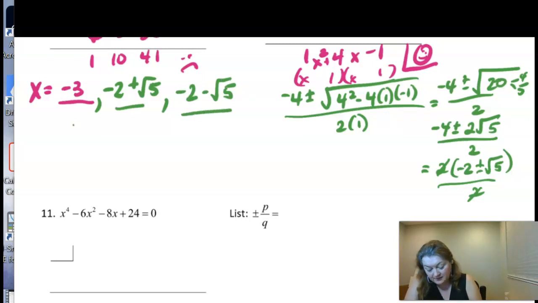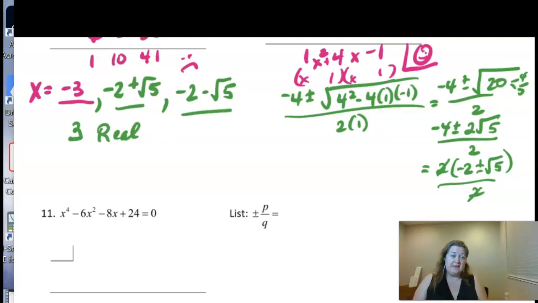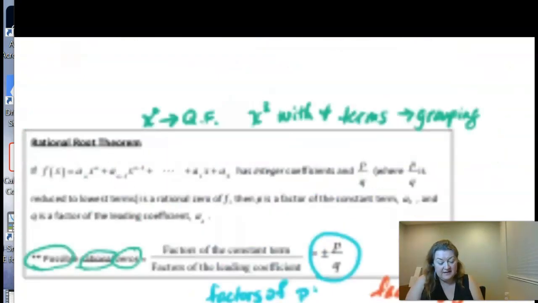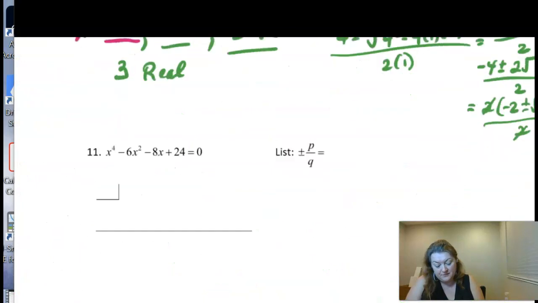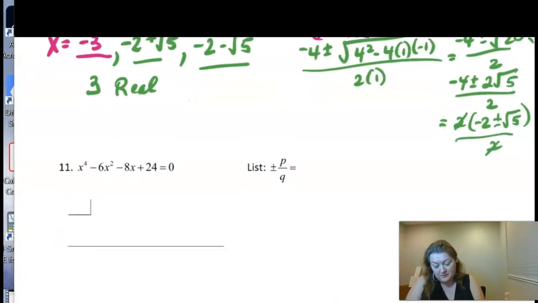They are still real. They're still graphable. I just need a calculator to estimate what square root of 5 is. Okay, so this one still works. It's just when I get down to that x squared side, I've got to go to quadratic formula. Okay? All right, let's try one more.